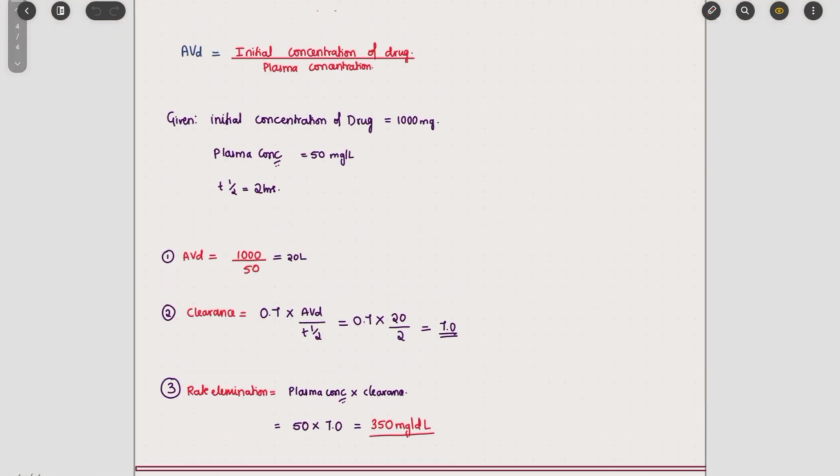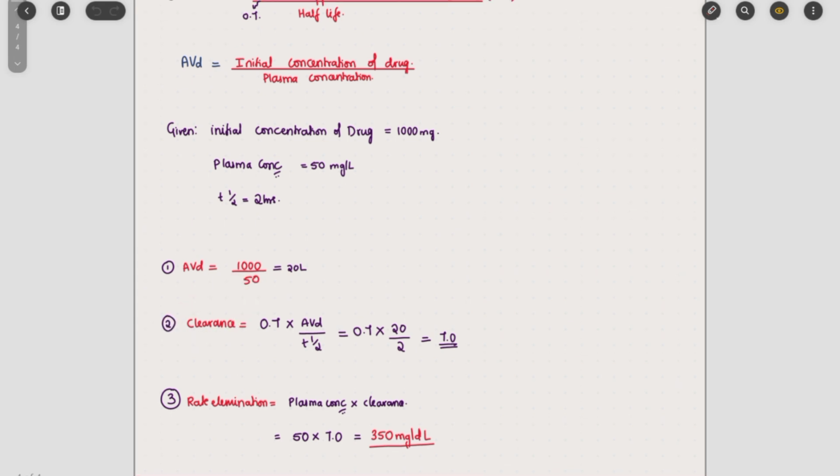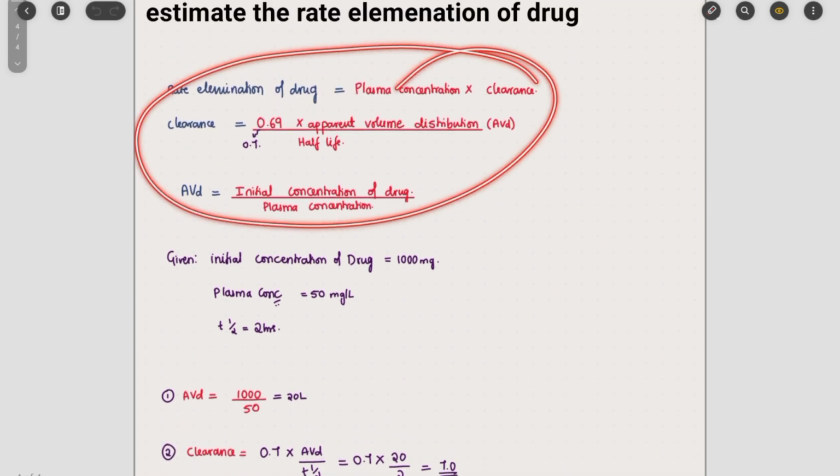Sometimes they will just ask for the apparent volume of distribution. Sometimes they might ask for clearance only. So here we are dealing with all the three. So this is a very important question.